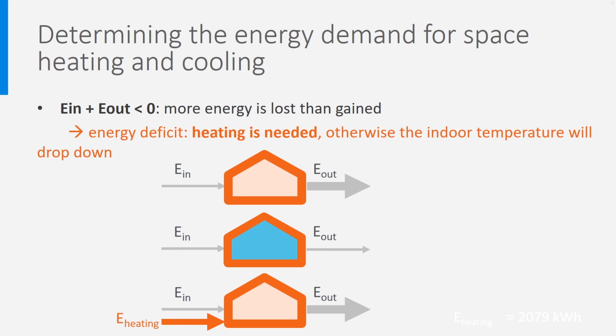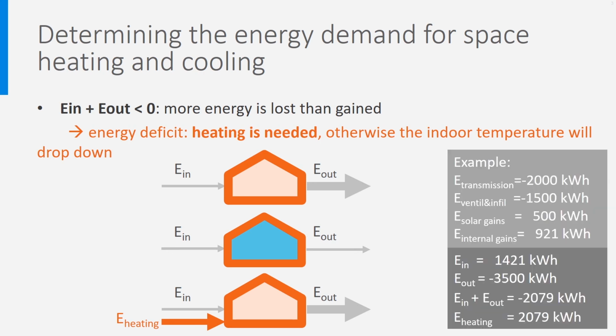That is, you need to add as much heat as needed to bring the balance to zero. That is what we call the energy demand for heating. Let's take again the example of the building with indoor temperature 20 degrees and take another day in the year where the transmission energy is minus 2000 kilowatt hour. Ventilation and infiltration are minus 1500. Solar gains are 500 and internal heat gains are 921 kilowatt hour.